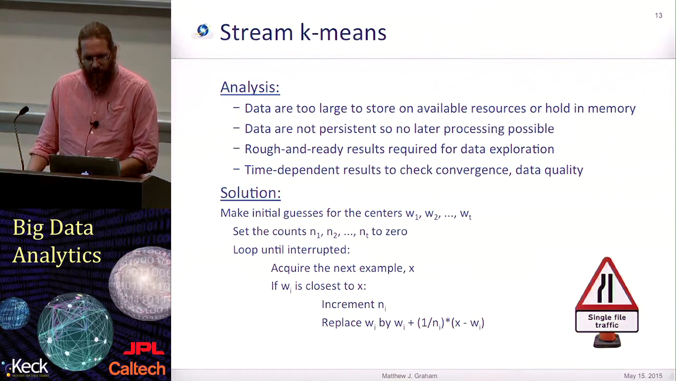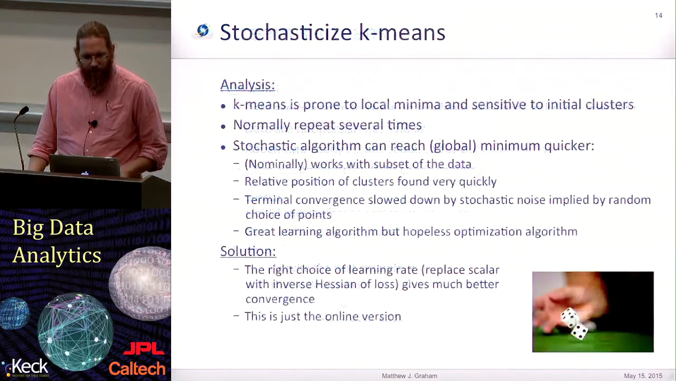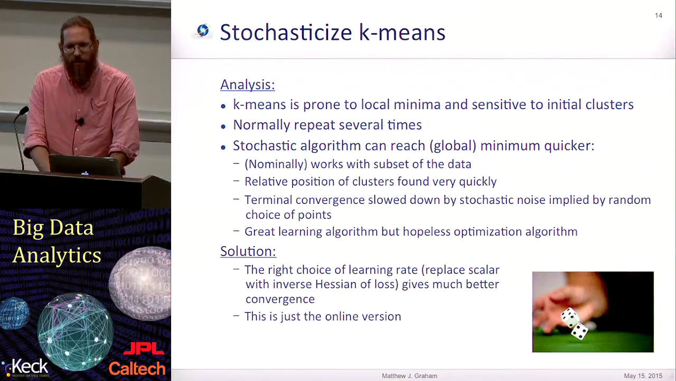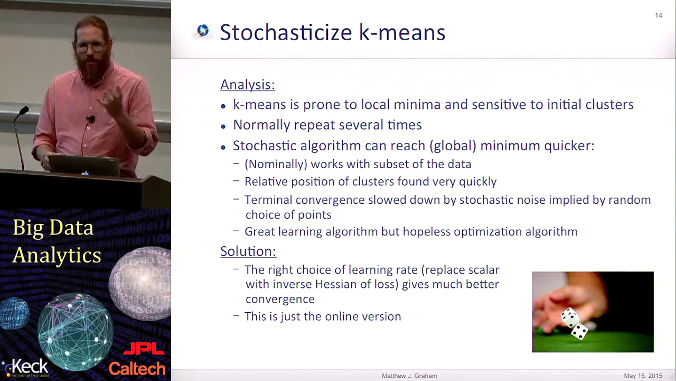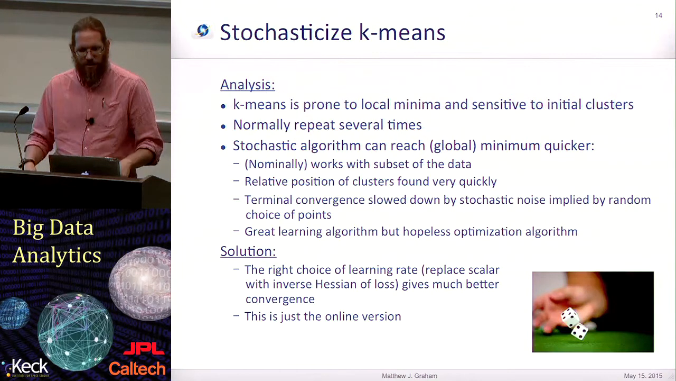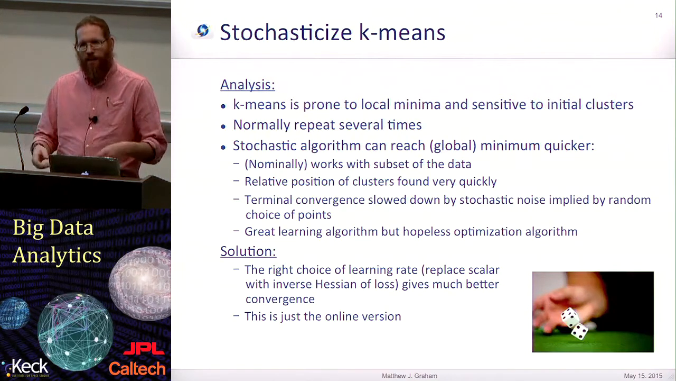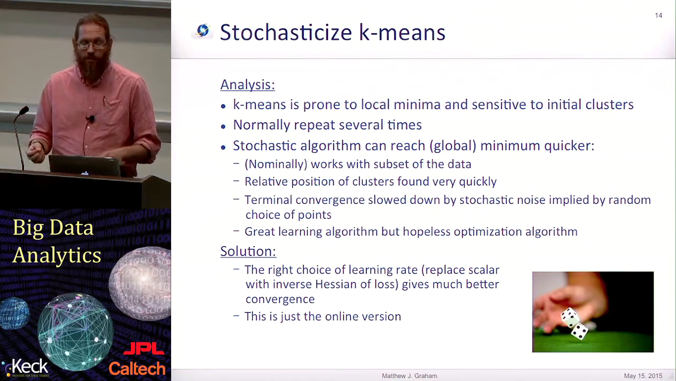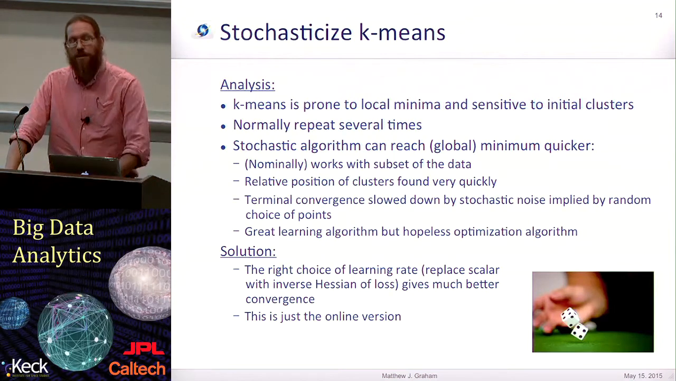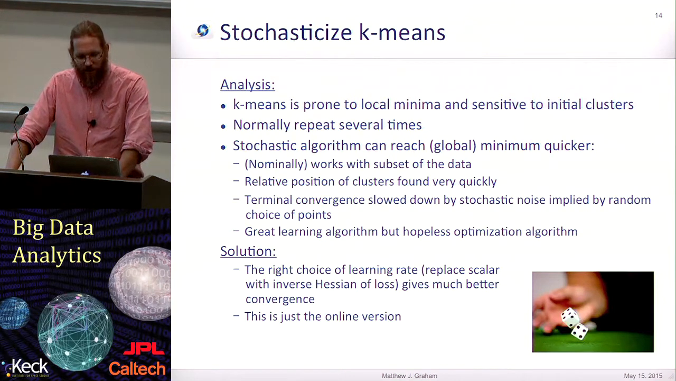Finally, there is another way of working with these sort of large algorithms that you may want to think about, and this is the so-called stochastic algorithm approach. One of the problems with k-means is that it's very prone to local minima, and it can be quite sensitive to where you establish those initial cluster centers. So normally you may have to repeat your k-means algorithm several times just to make sure that you are converging on proper cluster centers, particularly if you're working in a very high-dimensional space.